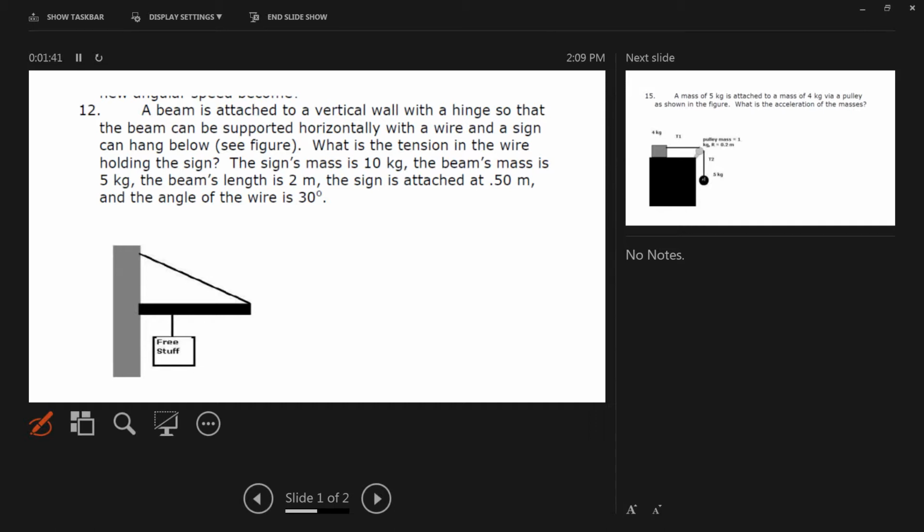So that wire has a tension T. That's what we're looking for. This mass, the sign down here, we're told is 10 kilograms. So it has a weight of 10 times 9.8, doesn't it?